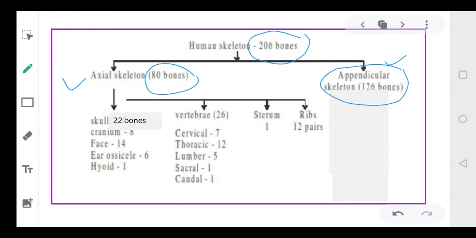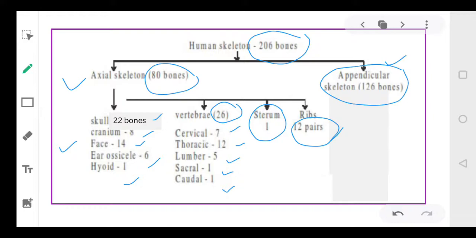Now coming to the axial skeleton, first your skull. Skull is constituted by 22 bones. Cranium is having 8 bones. Okay. Facial 14, then ear ossicles 6 and hyoid bone is 1. Vertebrae, there are 26 vertebrae. Cervical 7, thoracic 12, lumbar 5, sacral 1, caudal 1. Then there is 1 sternum and there are 12 pairs of ribs. So these all together constitute your axial skeleton.